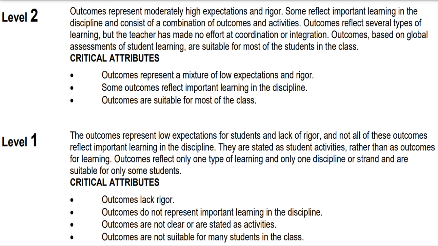Here is level 2. Outcomes represent moderately high expectations and rigor. Some reflect important learning in the discipline and consist of a combination of outcomes and activities. Outcomes reflect several types of learning, but the teacher has made no effort at coordination or integration. Outcomes based on global assessments of student learning are suitable for most of the students in the class.